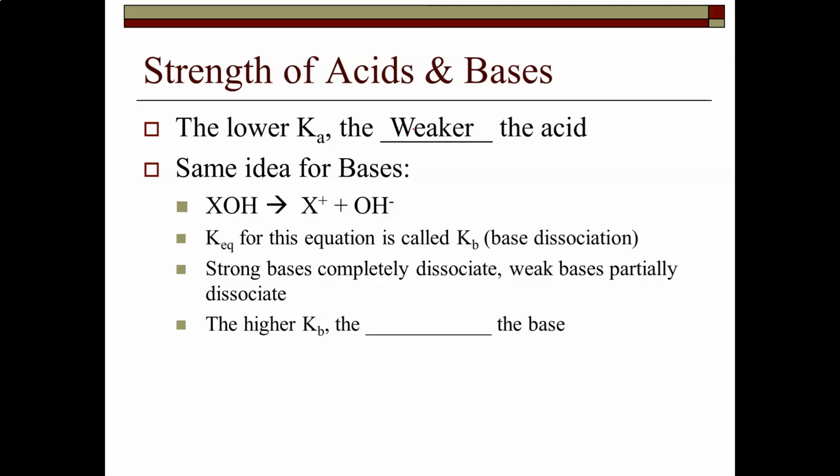It's the same idea for bases. Bases are going to dissociate and produce hydroxide. Okay, so if we want to write a dissociation equation for bases, you could just put your NaOH yields Na plus OH minus. Strong bases will completely dissociate, and weak bases will only partially dissociate. So the higher the Kb value, the stronger the base is going to be. These are called Kb values, okay? Because if you're dissociating a base, B for base, Kb.